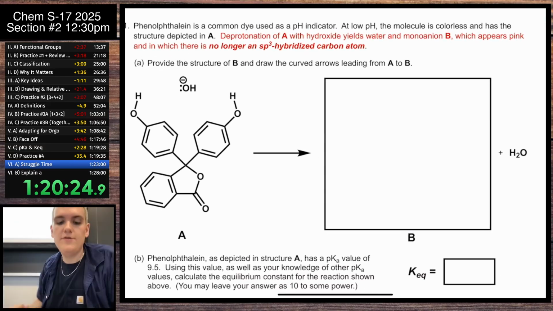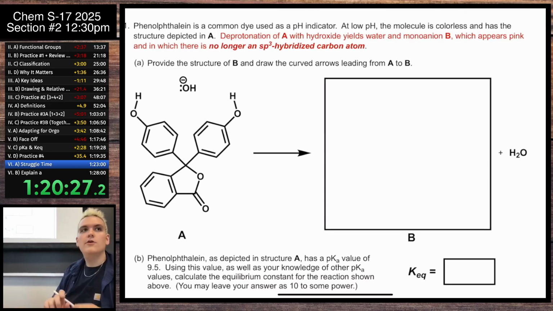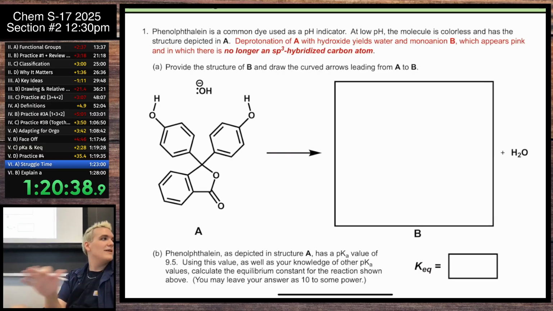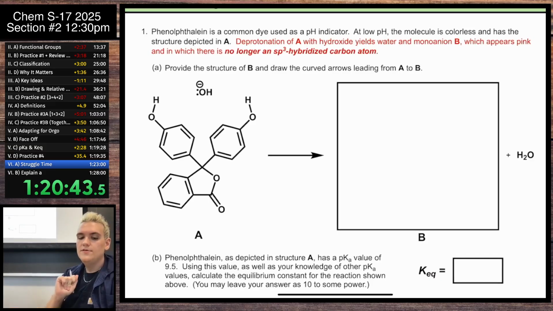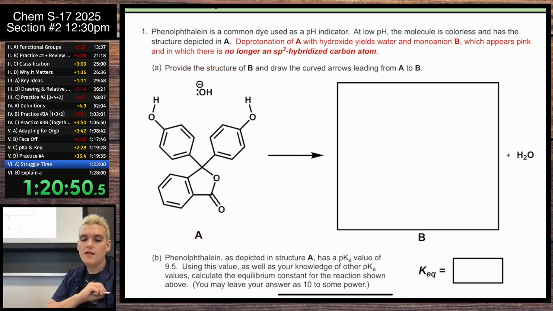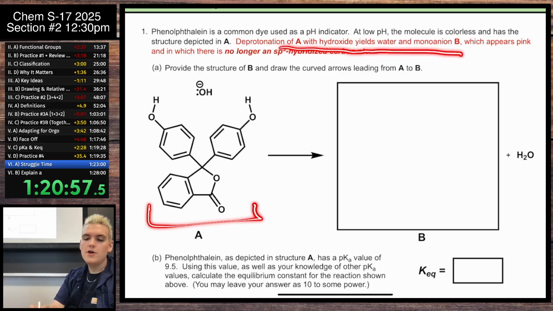So, I want to give you guys a few minutes to try this on your own, but I will give you a few comments to set you up. Remember, extra challenge problems are PSET level problems, they are exam level problems. It's at the very end, in the last like 15 or 20 pages or so. So, this molecule is a common dye used as a pH indicator. At low pH, the molecule is colorless and has the structure depicted in A. Deprotonation of A with hydroxide yields water and monoanion B.